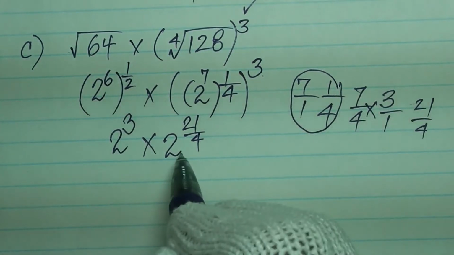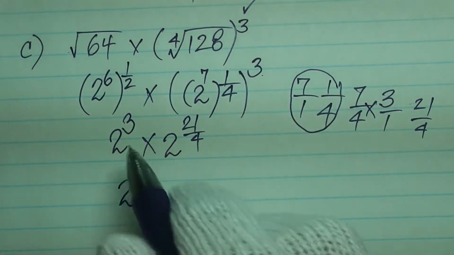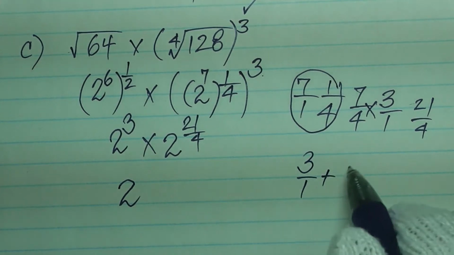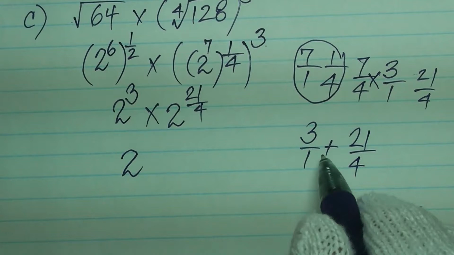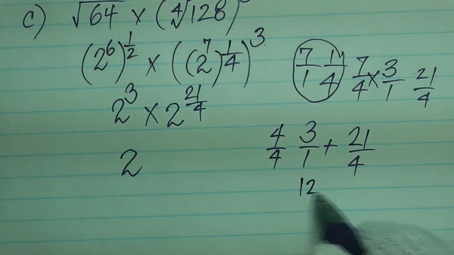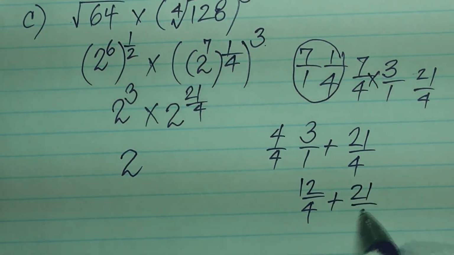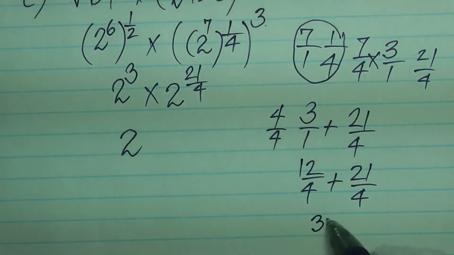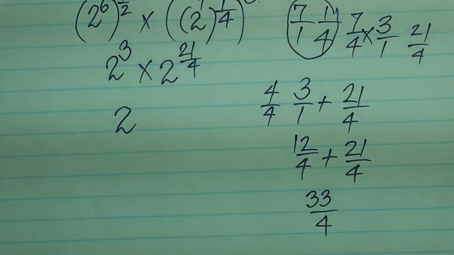Now, I'm multiplying something with the same base. So I'm going to add the exponents. So I've got 3 over 1 plus 21 over 4. If I multiply this by 4 over 4, this becomes 12 over 4 plus 21 over 4. That's 33 over 4.